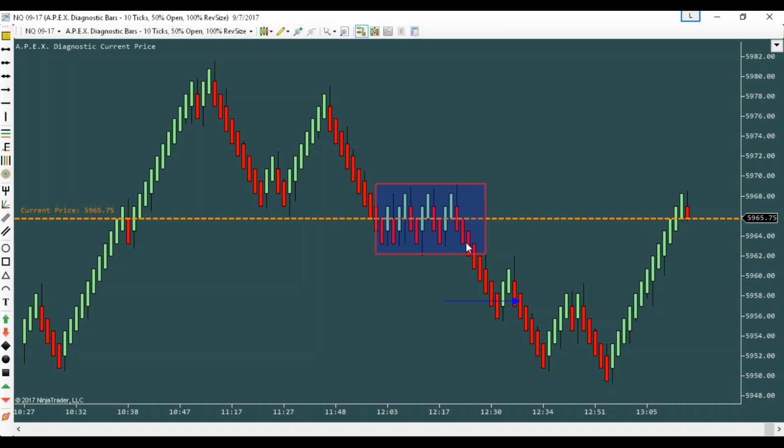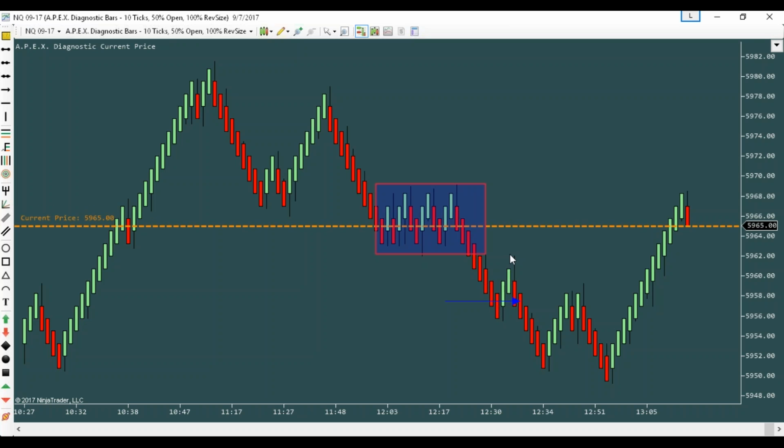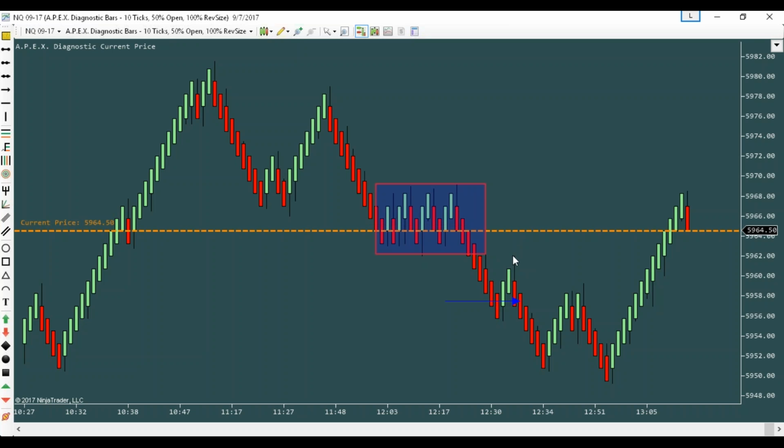What's the other thing you could do? Well, as soon as it broke, I got my binary right here, and then it pulled back against me, knocked me out, and then it went. Well, again, wait for that pullback, that second pull, wait for the pullback to get in, okay? And then make sure with an out-of-the-money binary that you're giving yourself enough time to be right.